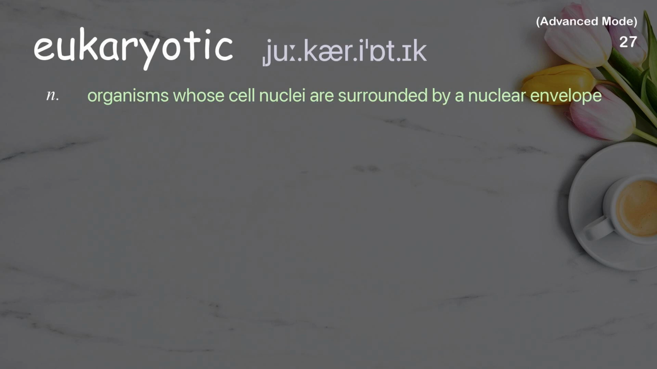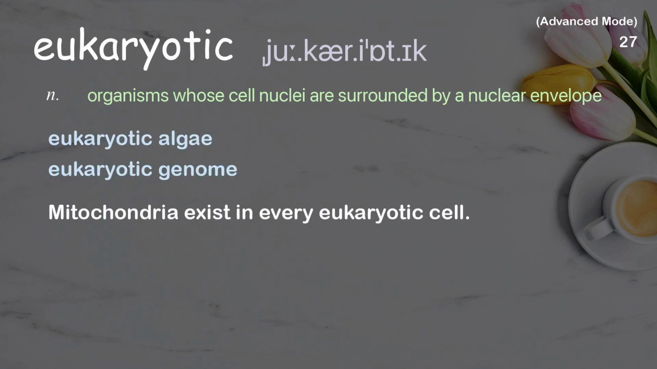Eukaryotic. Organisms whose cell nuclei are surrounded by a nuclear envelope. Examples: Eukaryotic algae, eukaryotic genome. Mitochondria exist in every eukaryotic cell.